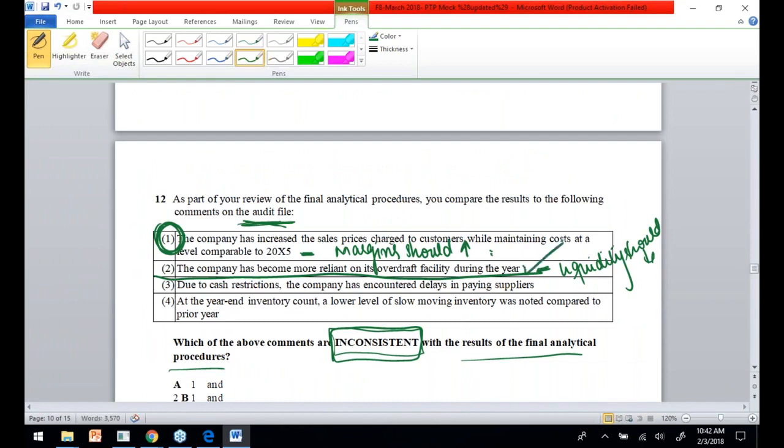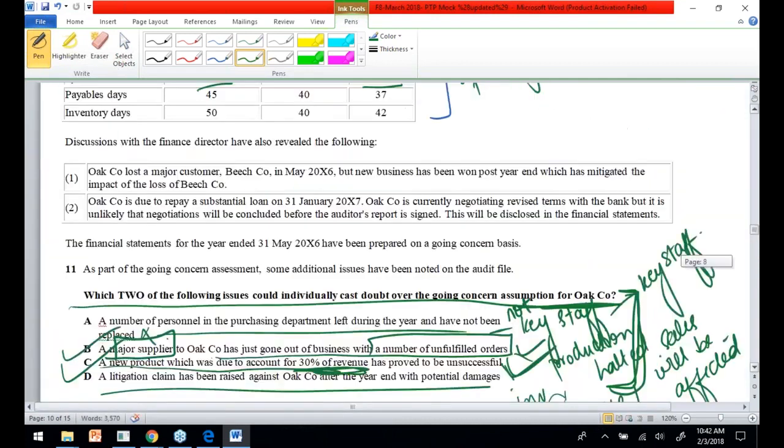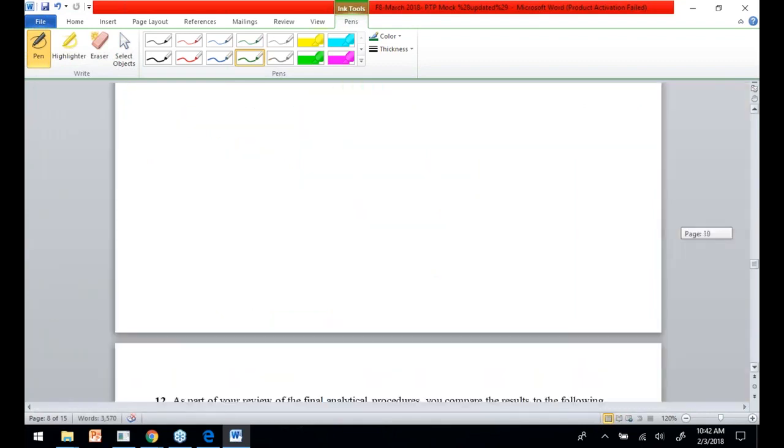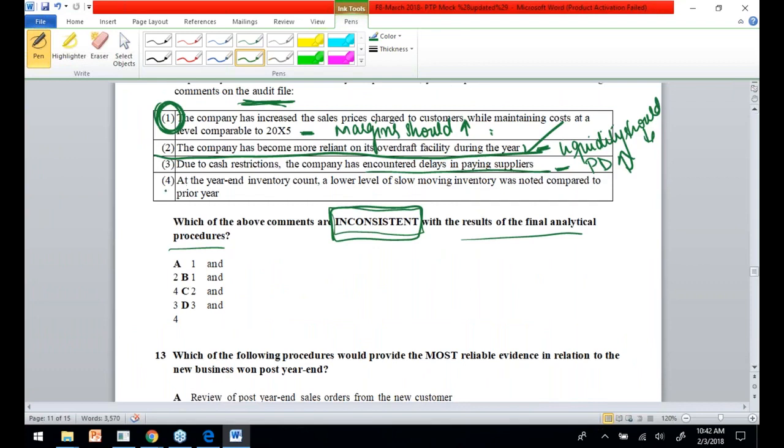This is consistent. Due to cash restrictions, the company has encountered delays in paying suppliers. If there have been delays in paying suppliers, payable days would have increased. Let's look at the indicators. And payable days are increasing. This is also consistent with the statement. All right, let's look at the last.